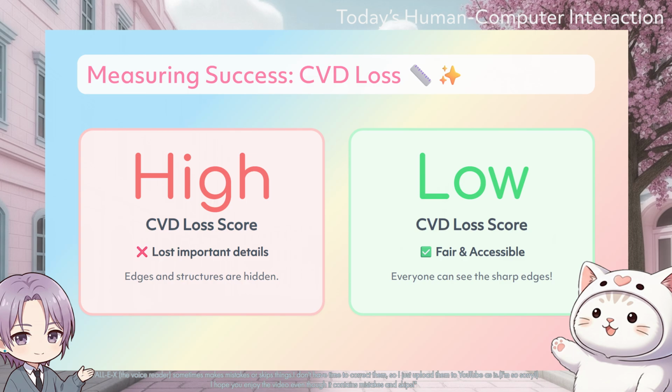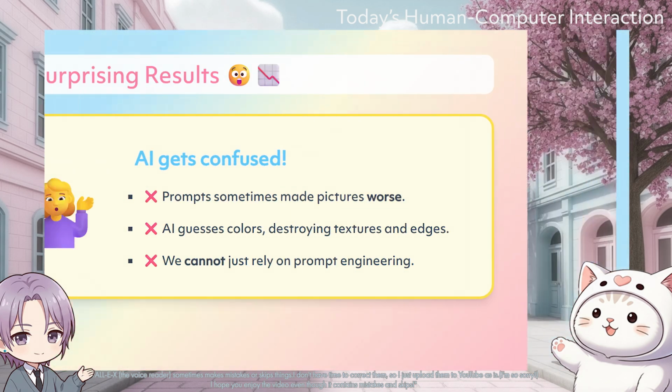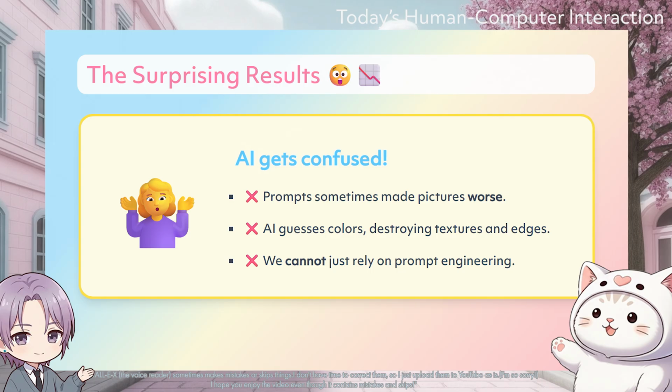A low score means the picture is fair and accessible for everyone. And what do you think they found out? The results were quite surprising. It turns out, the artificial intelligence is not very good at listening to these accessibility prompts. Sometimes, asking for a colorblind-friendly palette actually made the picture worse.